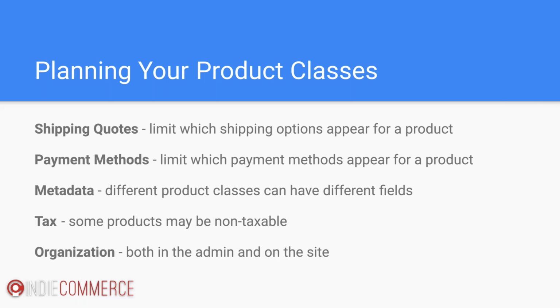Perishable products, products that incur a separate shipment, basically any scenario where you have a line of products that might require unique handling, where you show some additional shipping quotes or you don't show some that you normally would. It's a good idea to create a separate product class because that makes it easy to control which shipping methods appear for that product.